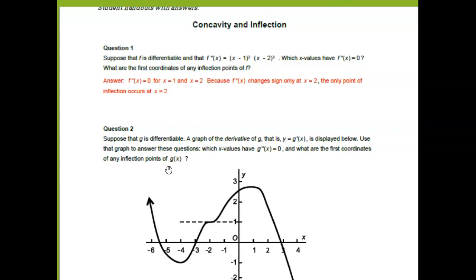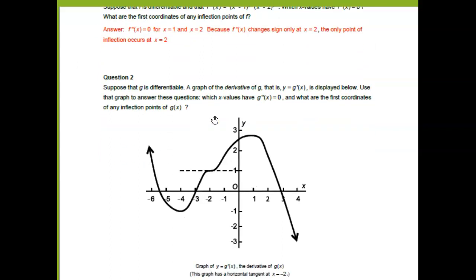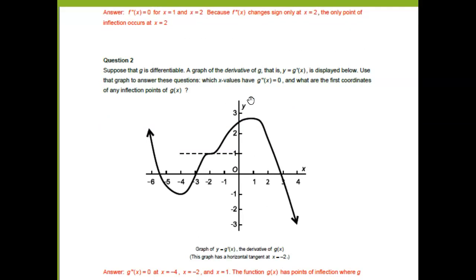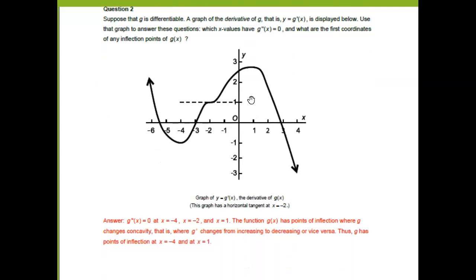And then for your second part, suppose that g is differentiable. A graph of the derivative is given down below. So here we have that g double prime is equal to 0, and we have the values at which it's equal to 0. So I'm going to give you a second to read what's in red and check your assignment.